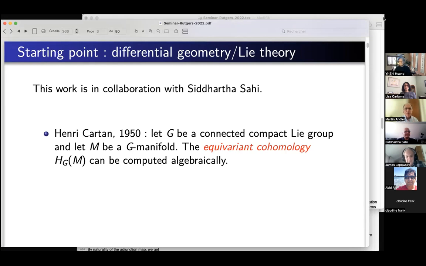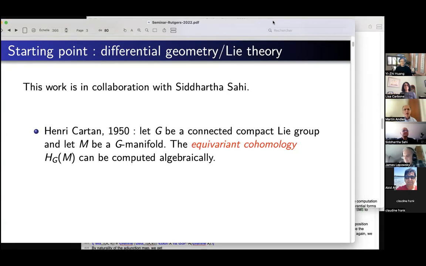the initial motivation for what we are doing is actually differential geometry and Lie theory. In a paper published in 1950 by Henri Cartan, he computed the equivariant cohomology.